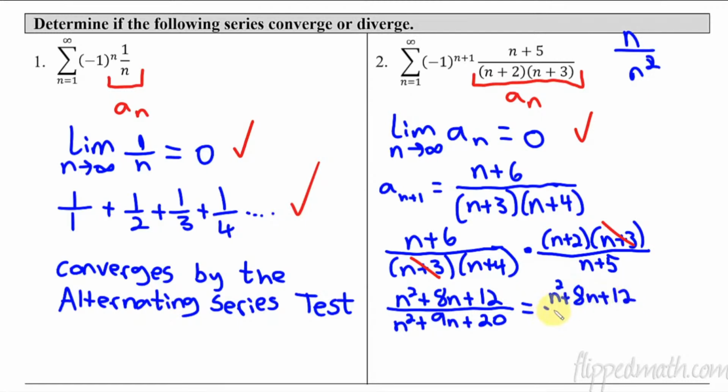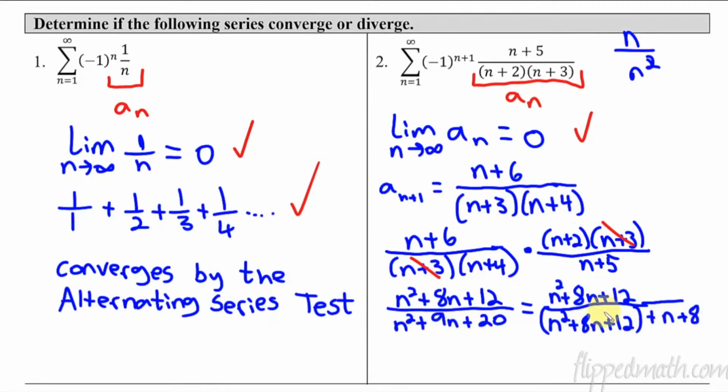Now, this is kind of a cool way to manipulate this. If you take this, this is the same thing as n squared plus 8n plus 12. I'm going to write it exactly like the numerator, so I have this portion of it plus, so look here, I can say 1n plus 8.